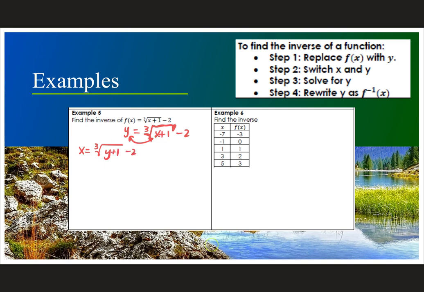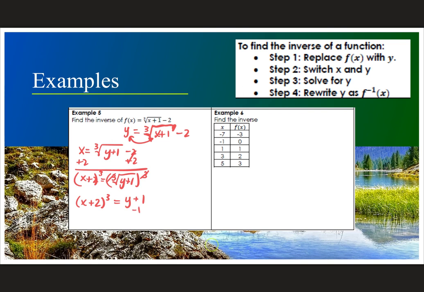So we're going to do the same steps. We're going to get rid of the constant first. So we've got x plus 2 equals the cube root of y plus 1. And then the opposite of the cube root is actually to raise something to the power of 3. So I'm going to raise both sides to the third power. So on this side, I have x plus 2 to the third. And on this side, the cube root and the power of 3 cancel, so it just leaves y plus 1.